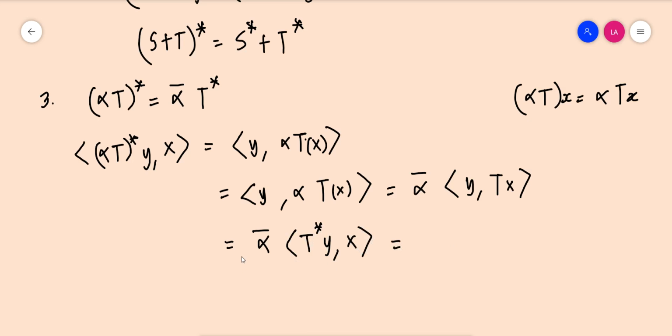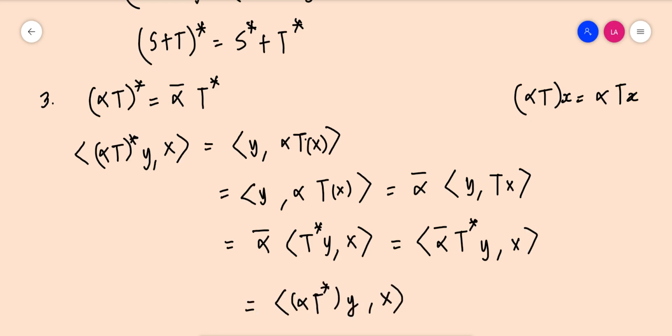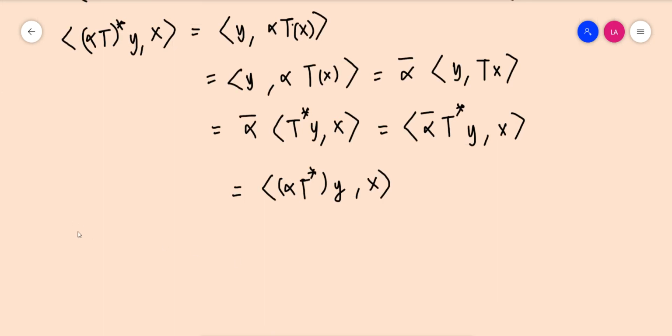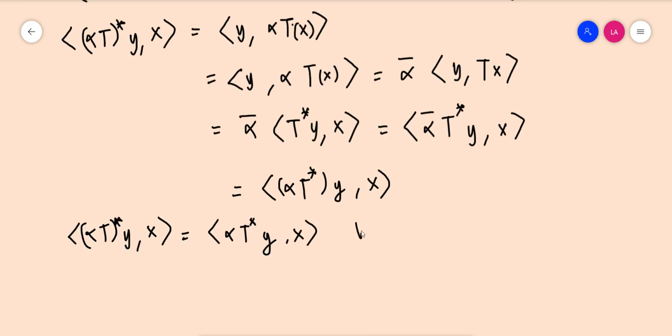So if we include alpha bar inside, this is alpha bar t star of y comma x. So thus we have established that inner product alpha t the whole star y, x should be equal to inner product alpha bar t star y comma x. This is true for all x.